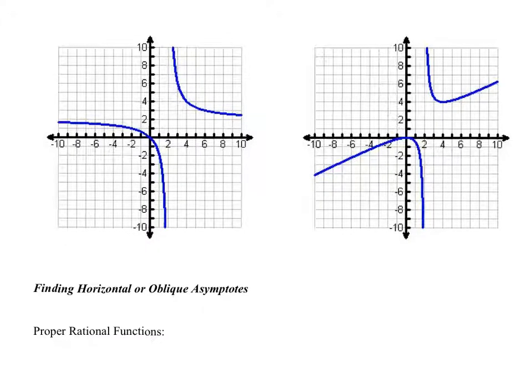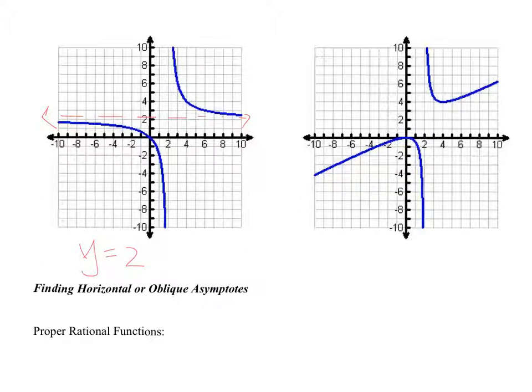So looking at a graph, in order to identify a horizontal asymptote, you're looking for a y value the graph is going to approach but never cross. And looking at our first example here, the graph is approaching the y value of 2, but is not actually crossing that value. So that would be my horizontal asymptote. So y equals 2.